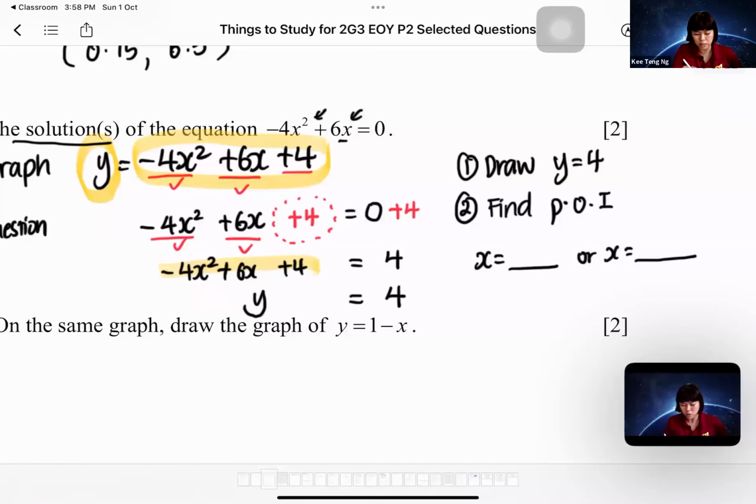So let's go back to our graph and draw the line y equals 4. What does y equals 4 look like? Is it vertical or is it horizontal?